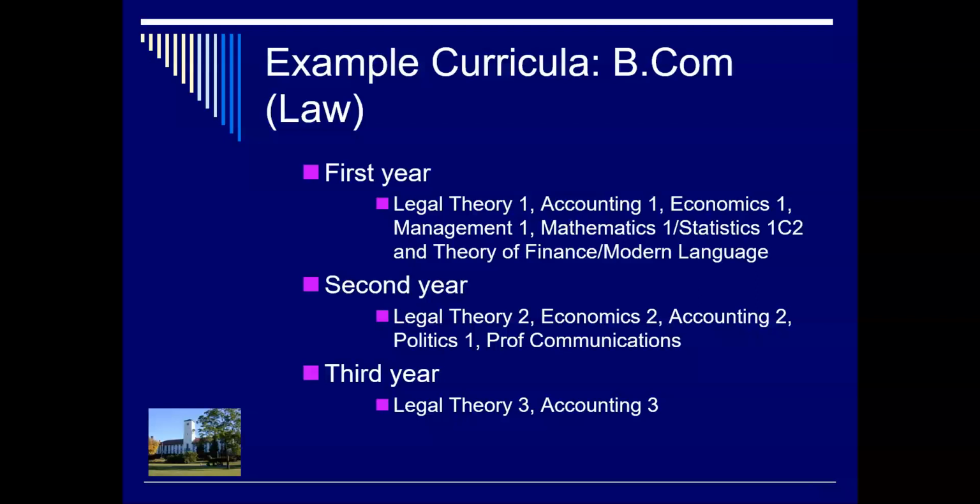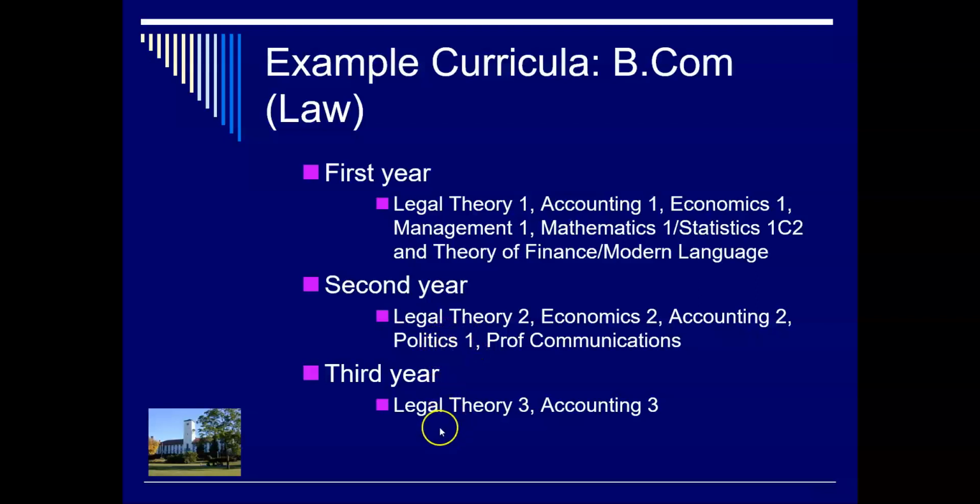The BCom Law degree is a little different. You will see that instead of doing commercial law in the first year, in the BCom Law degree, you do Legal Theory 1. You also have an opportunity to switch Mathematics 1 or Statistics 1C2 and Theory of Finance, or do a modern language. So you can do any one of those three. In the second year, it's Legal Theory 2, Economics 2, and Accounting 2. And again, I've just chosen, possibly at random, that first year course, the any course that you are permitted to take in any one of our faculties at that second year level. It could have been Sociology 1, it could be another language, it could be anything.